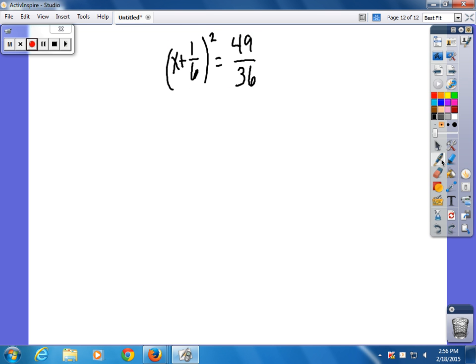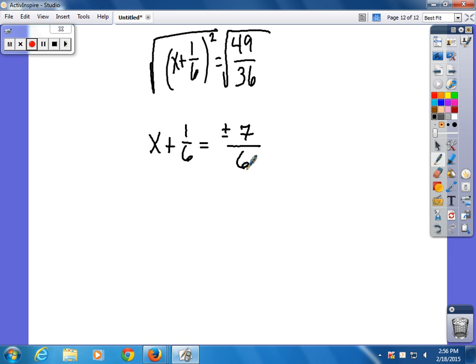So how do you undo a square? Square root. That's going to give you x plus 1/6 is equal to positive or negative 7 over 6. And that positive or negative really goes out front, but you can take it to the top or the bottom. It doesn't matter. Most people take it to the top, so you can add these two. So x is equal to positive or negative 7 minus 1 over 6.